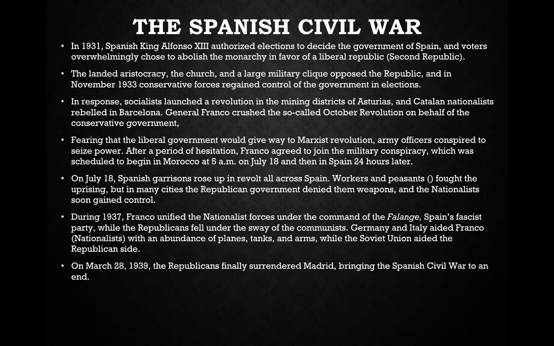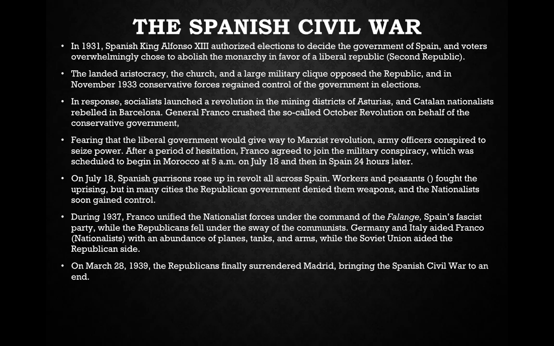In February of 1936, new elections brought the Popular Front, a leftist coalition, to power, and Franco, who was a strict monarchist, was sent to an obscure command in the Canary Islands off Africa. Fearing that the liberal government would give way to Marxist revolutions, army officers conspired to seize power. And after a brief period of hesitation, Franco agreed to join the military conspiracy, which was scheduled to begin in Morocco at 5 a.m. on July 18th, and then in Spain 24 hours later.